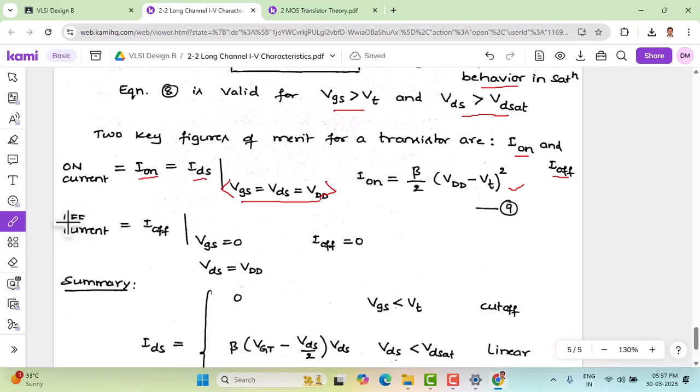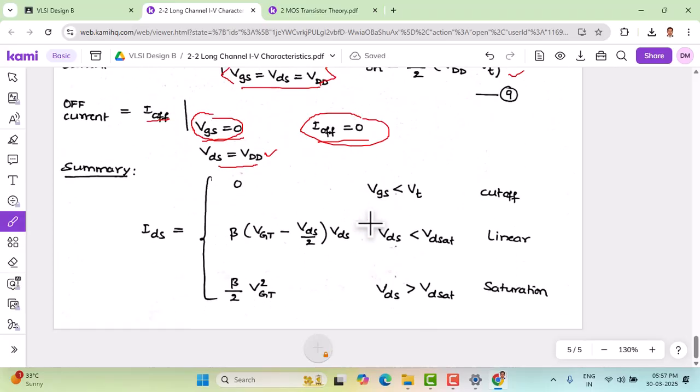What is the off current? When the transistor is turned off, the off current is labeled as I off, and this happens when VGS is 0 and VDS equals VDD, and the off current is going to be 0. When we make the gate to source voltage 0, definitely there is no current and the transistor is turned off. Though the voltage across the drain and source is VDD, still the off current, or drain to source current, is going to be 0.